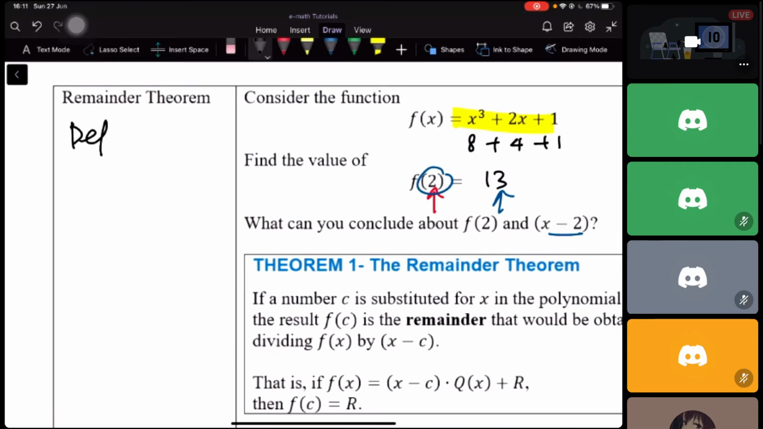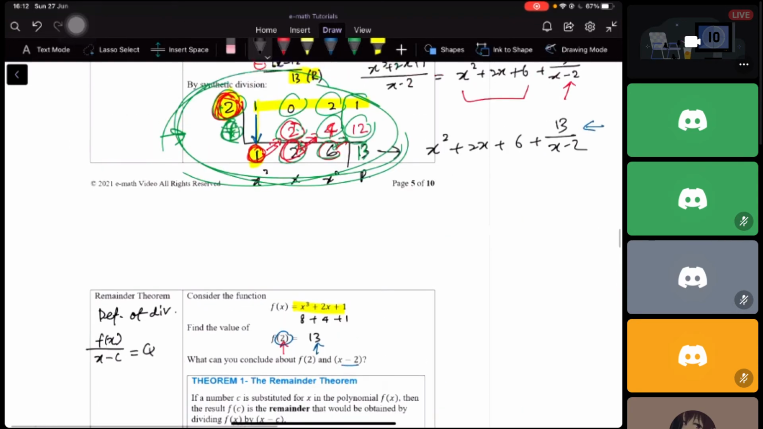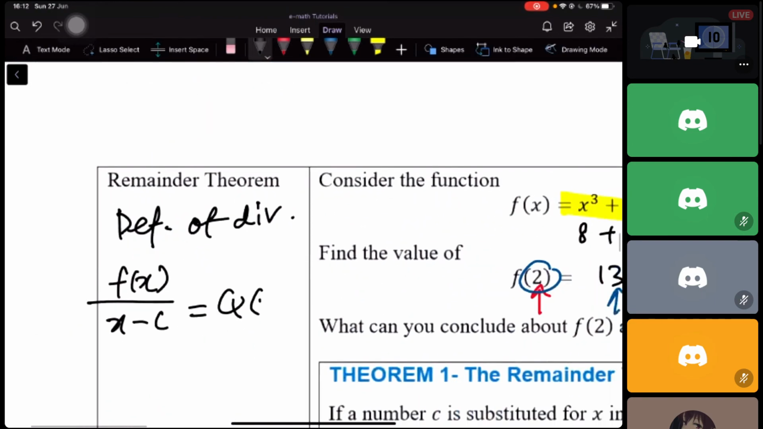By the definition of division from just now, whenever you have f of x divided by, now I focus on a linear factor. In real life, sometimes you need to divide by a quadratic factor or cubic or whatever. Let's say it is x minus c. You divide by x minus c. What do you get? Numerator divided by denominator, you get the quotient. The quotient is actually a function of x, because we have all the x. So f of x equals the quotient q of x plus the remainder over x minus c, isn't it?